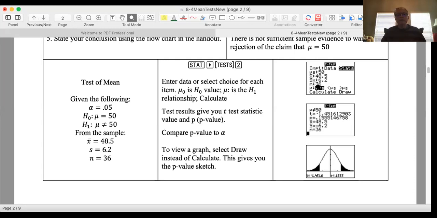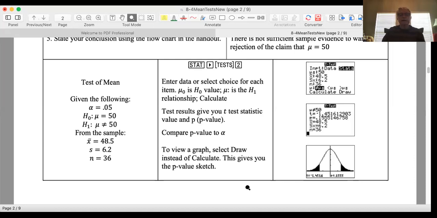We just have to make sure we get the inputs to this thing correct, and it requires the assumed value from H0, which is 50. It requires the mean, standard deviation, and sample size from the sample information, and it requires the identification of the relationship in H1. And then once we have that, we get our results. Again, those two, the test statistic and the p-value, are the two that are important that come out of this.